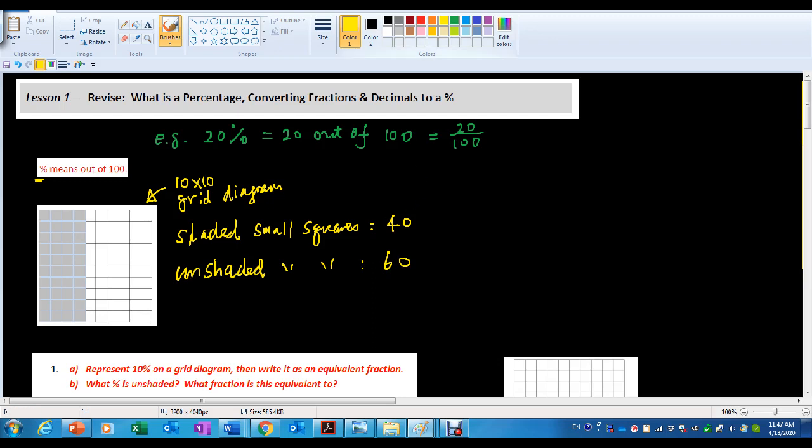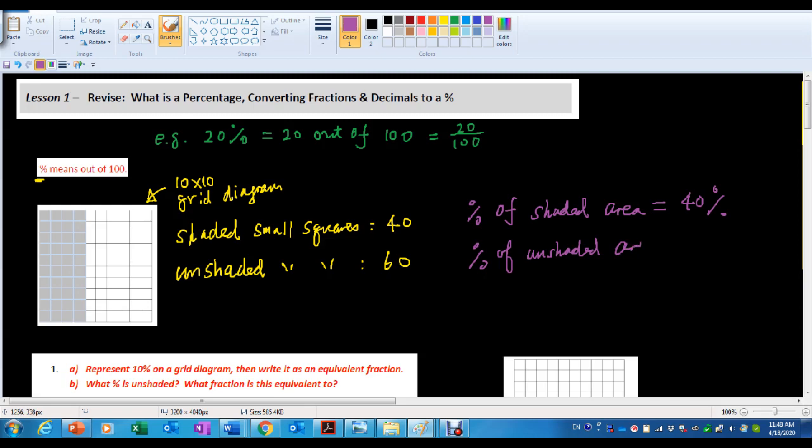So if we ask you the percentage of shaded area, then it should be 40%, because 40 is out of 100. And the percentage of unshaded area would be 60%.